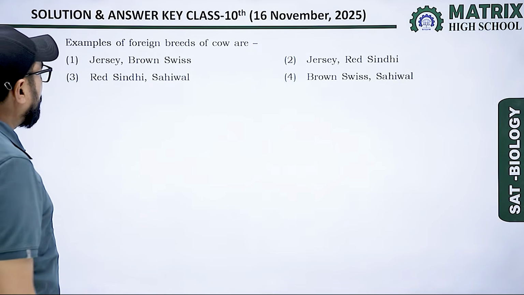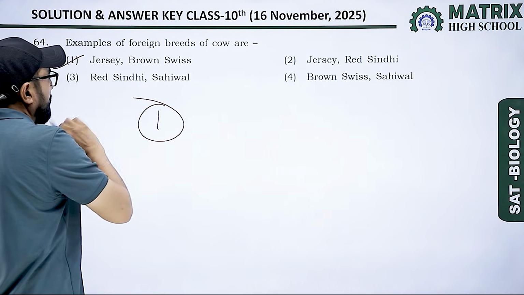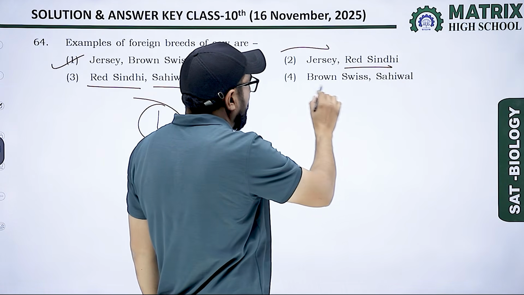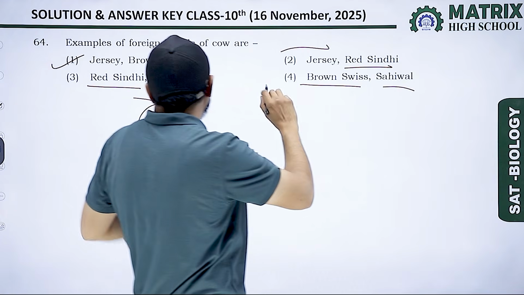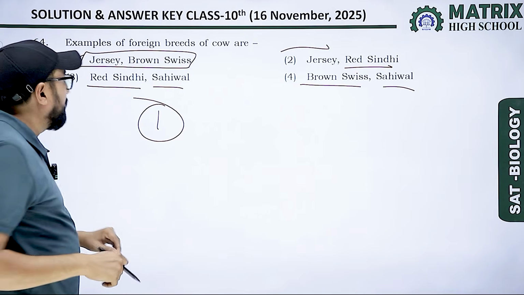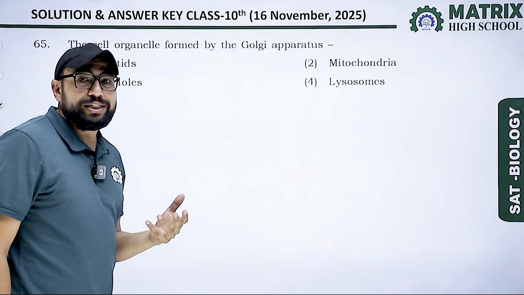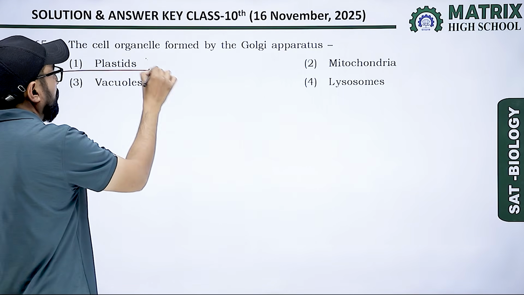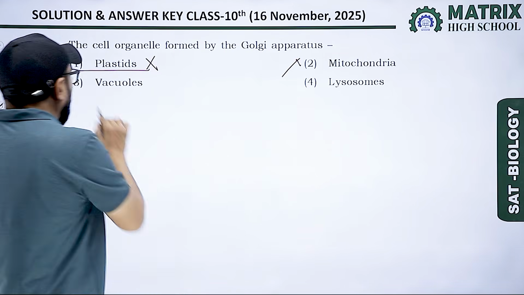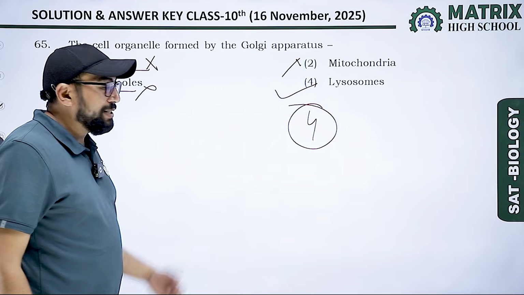Next, examples of foreign breeds of cow are Jersey and Brown Swiss. Red Sindhi and Sahiwal are local breeds, while Jersey and Brown Swiss are foreign. So the right answer is Jersey, Brown Swiss, foreign breeds of cow. Option 1. Next, the cell organelle formed by the Golgi apparatus. Plastid? No. Mitochondria? No. Vacuole? No. Lysosome is the right answer. Option 4 is correct.